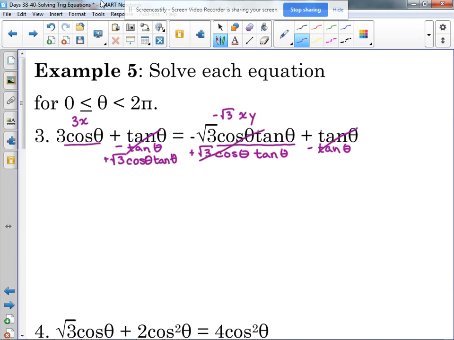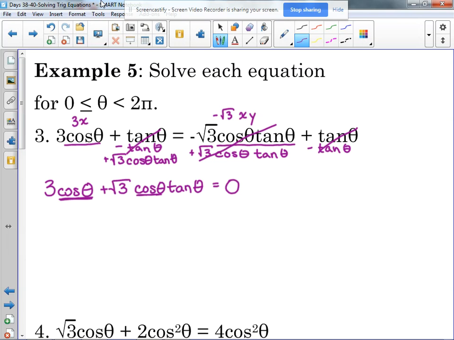Okay, so it is gone from the right side. Everything is gone from the right side, so my right side is equal to 0. My left side, I have 3 cosine of theta plus the square root of 3 cosine theta tangent of theta. Okay, so with everything on one side now, I do see that these two terms both have a cosine of theta in them. So that's a GCF.